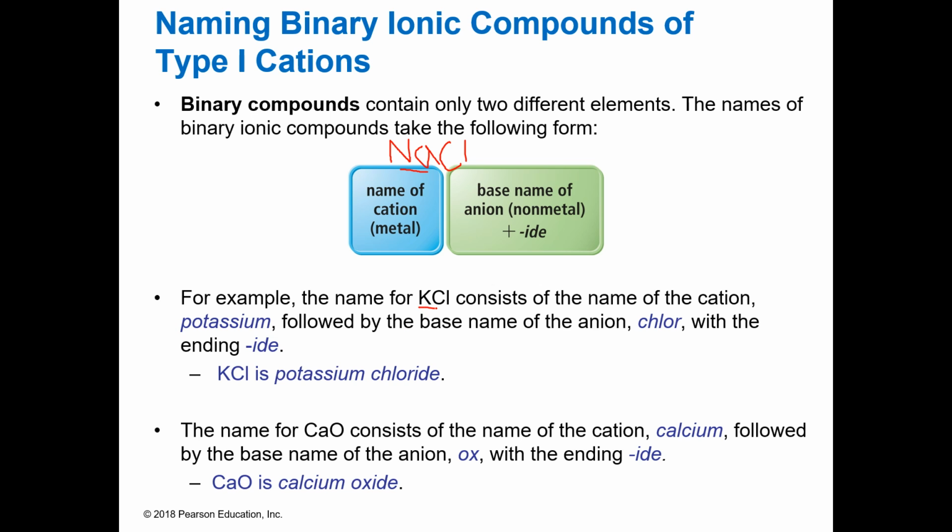Here, we have potassium chloride. So the metal holds its elemental name, and the nonmetal ends in "ide." So you drop the "ine" from chlorine and change it with "ide," chloride. Here we have calcium oxide. Calcium oxide.